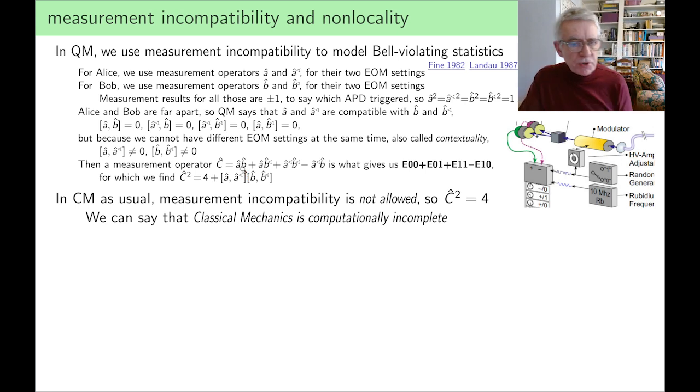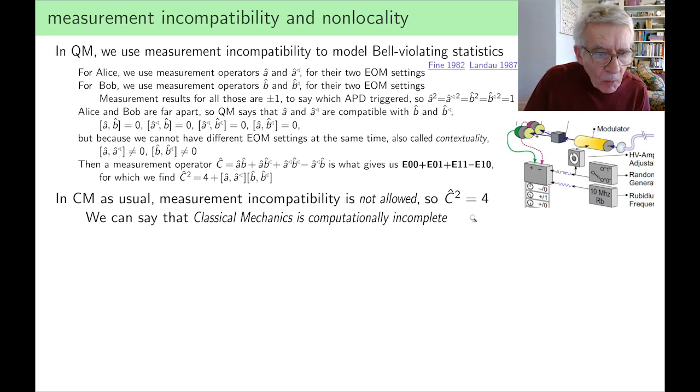Now in classical mechanics, as usual, measurement incompatibility is just not allowed. It's unclear why, because this causes classical mechanics to be what we might call computationally incomplete. Because C squared is equal to 4, that means that a value on the previous slide that was 2.714 ought not to be more than 2.